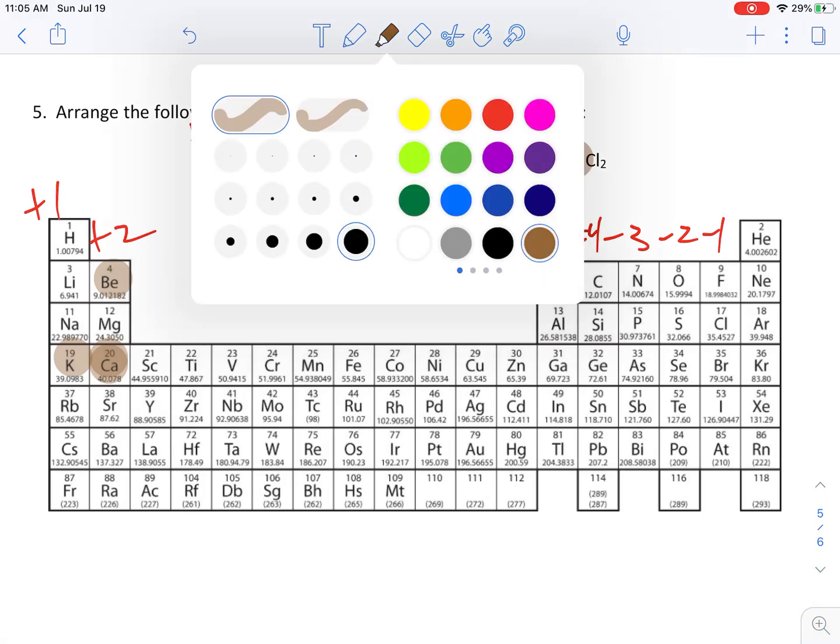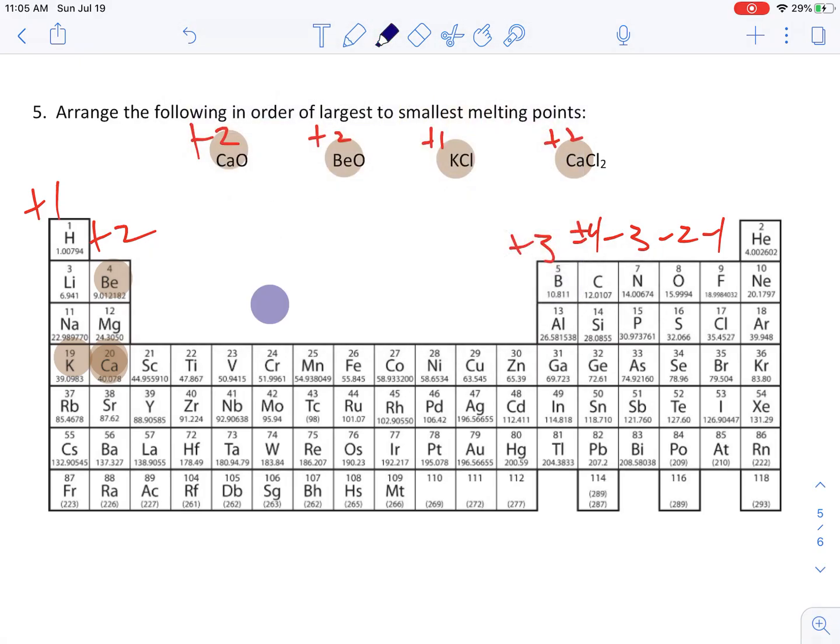Now let's go ahead and look at the anionic side of things. We've got oxygen, oxygen, chlorine, and chlorine. So I've got a negative 2, a negative 2, a negative 1, and a negative 1 over here.